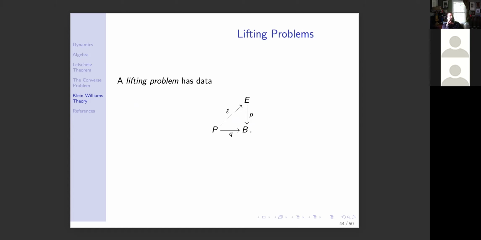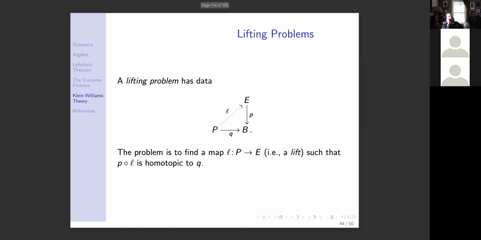You want to fill in to make a commutative diagram, not on the nose, but up to homotopy. So you're given a map q from a space P to a space B. You're given a map p, lowercase p, from a space E to the space B. And you would like to find a map L, which is dotted, which fills in the diagram, not exactly, but only up to homotopy. So you want to find a map L from P to E, which is called the lift, such that p composed with L is homotopic to q. You would like to solve this problem. Okay, it's like finding a solution to an equation in a sense, right? Finding such a lift. So this is a lifting problem.